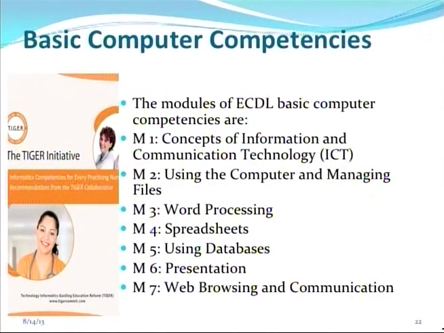So anybody who wants to improve their information literacy skills can refer to these websites. In terms of information management, the competencies were taken from HL7, which is Health Level 7, and we're going to talk about this in a minute. These are some of the modules.